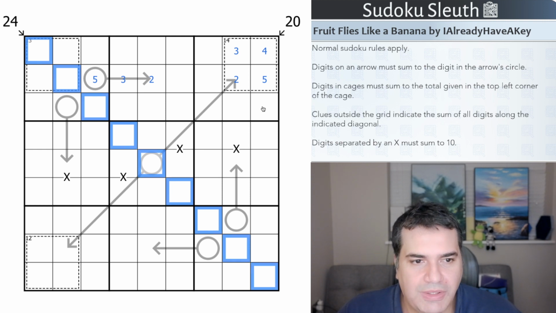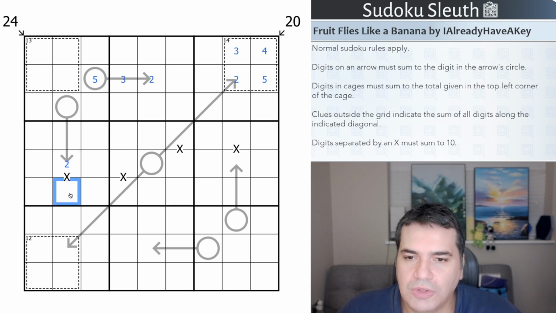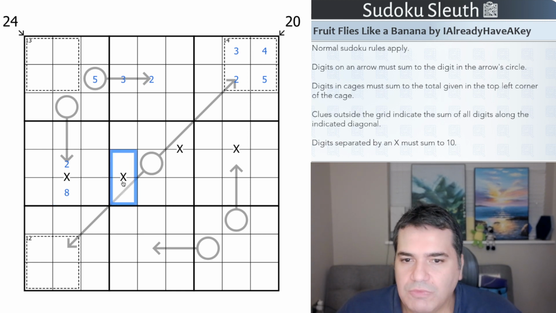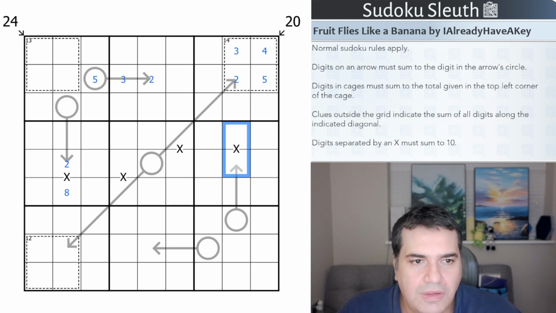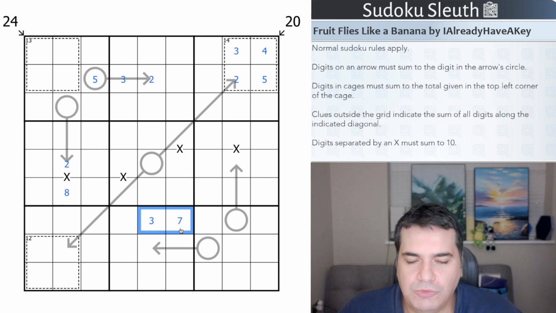Lastly, we have digits separated by an x must sum to 10. So for example, these 2 cells are separated by an x. If this was 2, to make sure that they add up to 10, this would have to be an 8. You can see there's a few others in there, another x, and another x. Now, one thing that IAlreadyHaveAKey hasn't stated is whether all the x's are given or not, and I'm going to say they aren't. So in my mind, nothing wrong with me having something like as follows, where these 2 digits add up to 10 without an x between them. So no negative constraints apply, and this would be perfectly fine according to the rule set. That's my interpretation. If I get stuck, I'll rethink it.